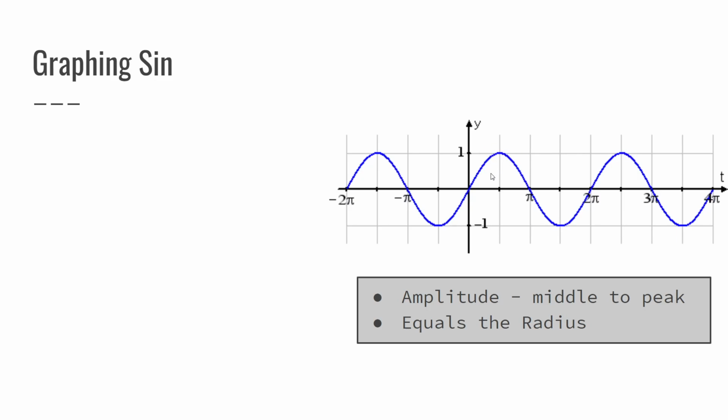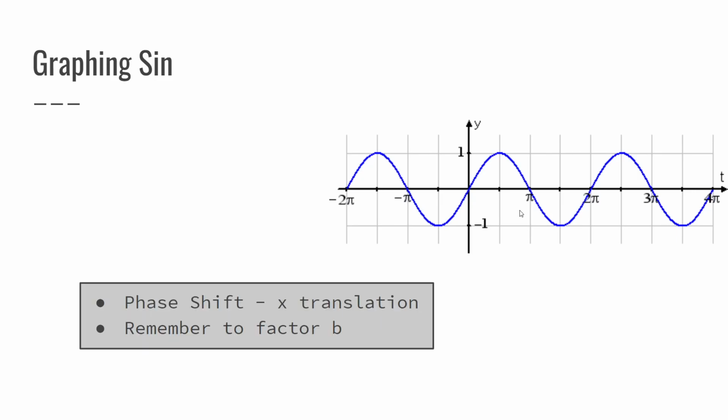If we increase the radius of the circle to 2, sine could potentially equal 2 or negative 2. So the amplitude would increase. So basically, amplitude is linked to radius, and amplitude just has to do with the maximum value. And next we have phase shift.